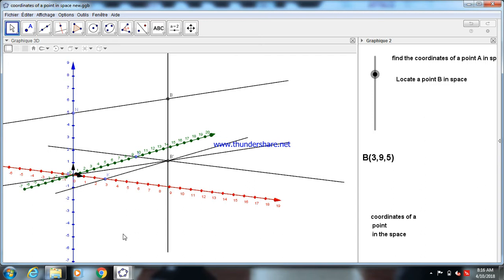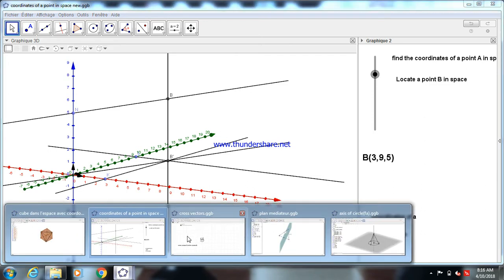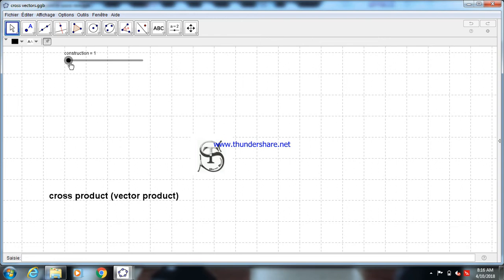Okay, now other activity. The cross product of two vectors. If I have two vectors u and v here, to do the cross product of these two vectors, I take any point in space. From this point O, I do a representation of the vector u, the vector OA equal to the vector u. From the same point O, I do a representation of the vector v. The vector OB is equal to the vector v.